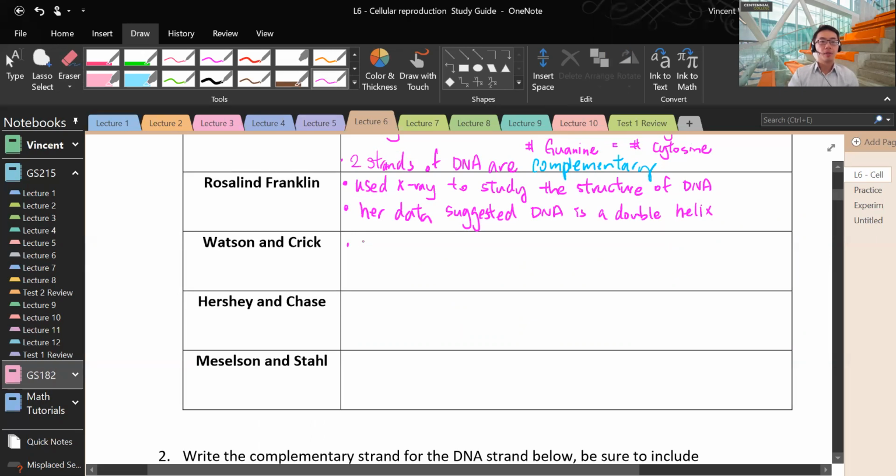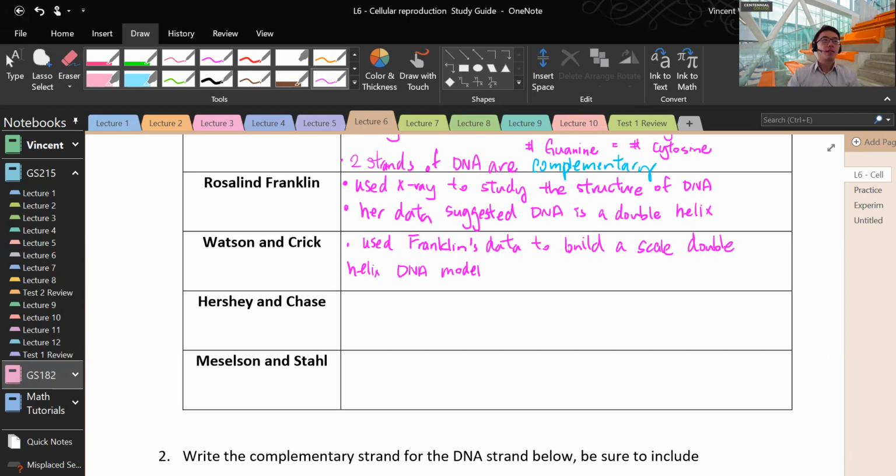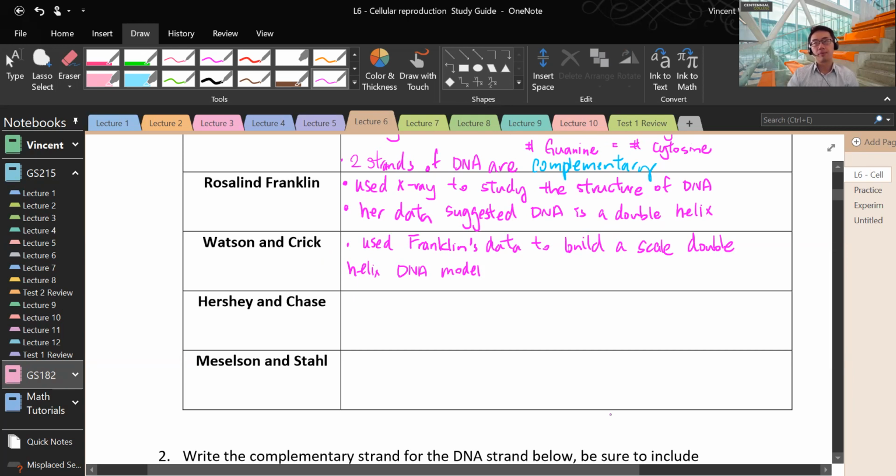Okay, they used Franklin's data to build a scale double helix DNA model. Okay, and if you search up Watson and Crick on Google Image, you will almost always arrive at the same picture. Right? It's them looking at the 3D structure that they built.